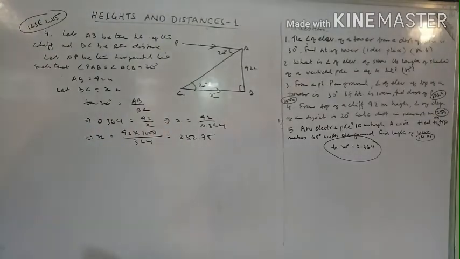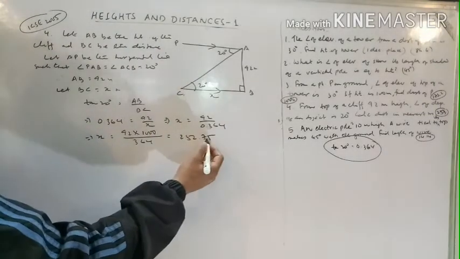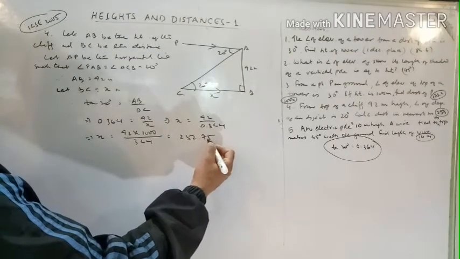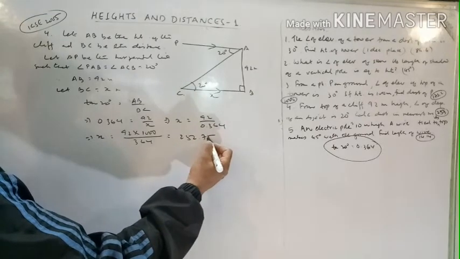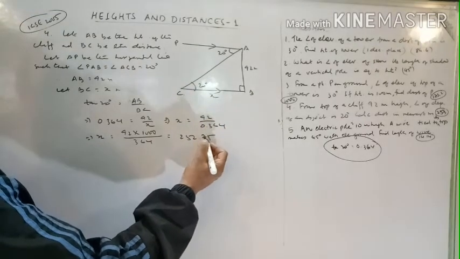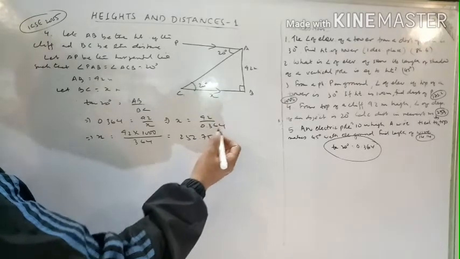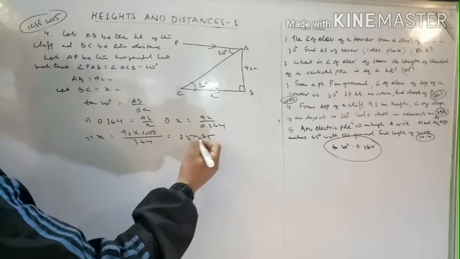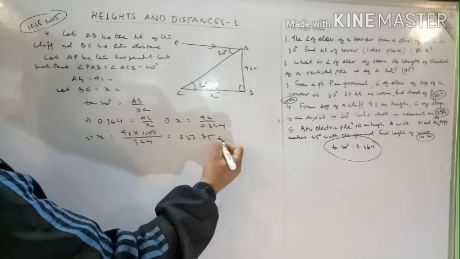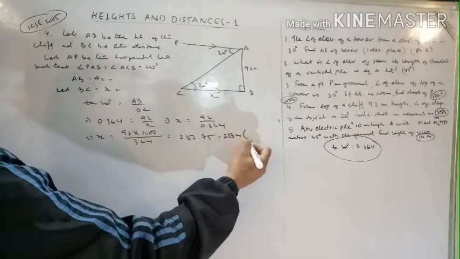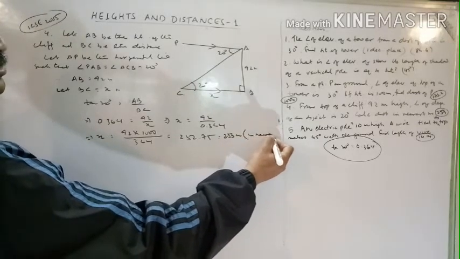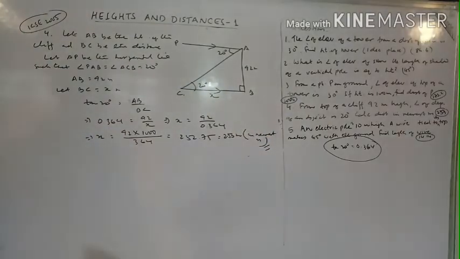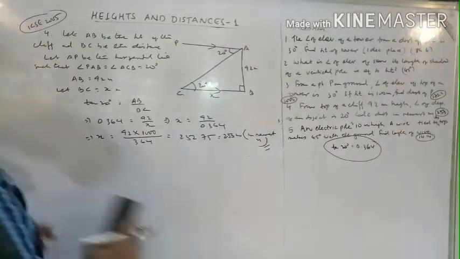But the question says write the answer to the nearest meter, which means you have to round off the value. Rounding means you remove these digits from the end. If the last digit is 5 or more, you add 1 to the preceding digit and remove it. So when you remove this 5, this becomes 8, and when you remove 8, this becomes 3. So you get 253 meter, in nearest meter, is the answer. So 253 meter. Now we'll take the last question for the day.